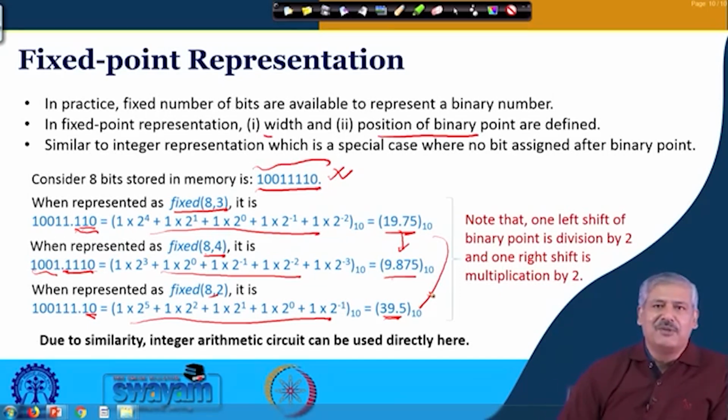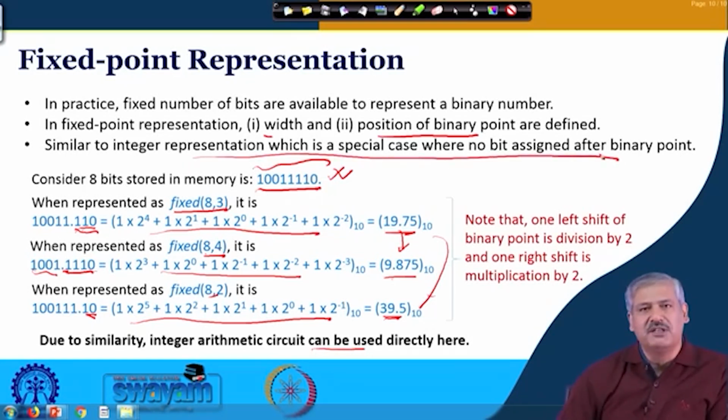Okay, that will come into picture. See, 2 units to the right, so it is multiplied by 2, and if it is 2 units to the left, it is divided by 2 to the power 2, that is 4. And one good thing about this fixed point arithmetic is that integer arithmetic circuit can be easily used, because integer representation is just a special case of this, where there is no bit after the binary point.